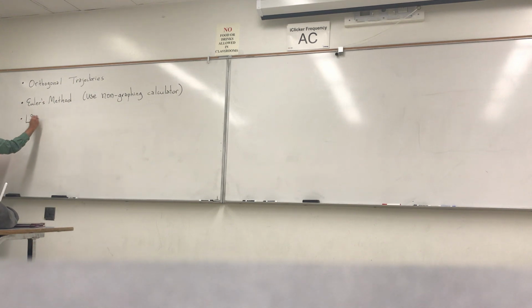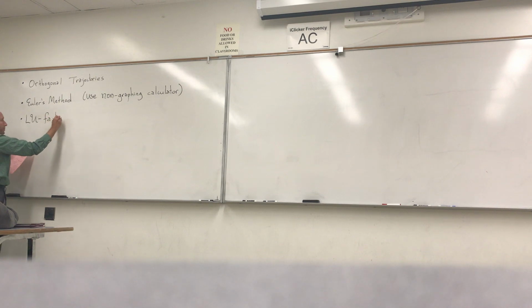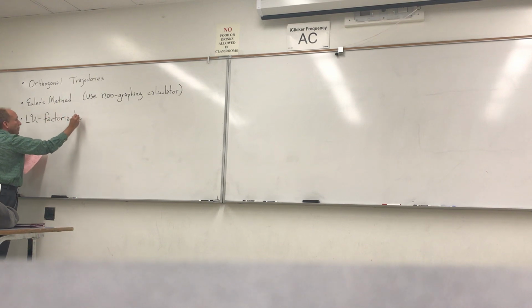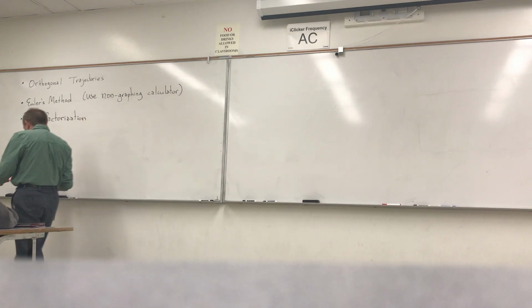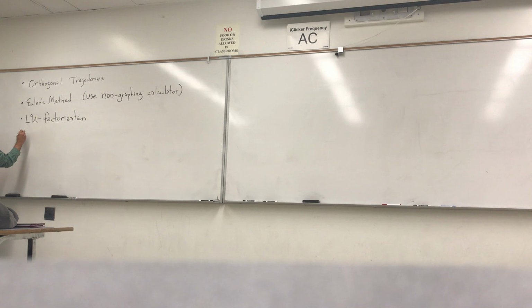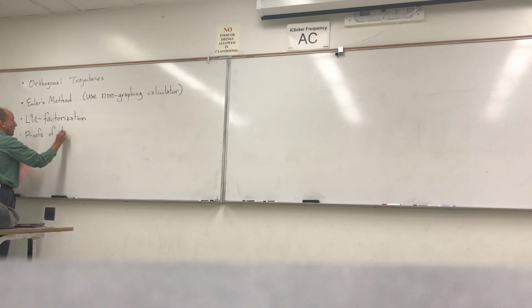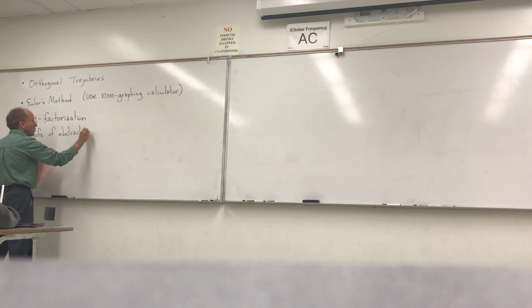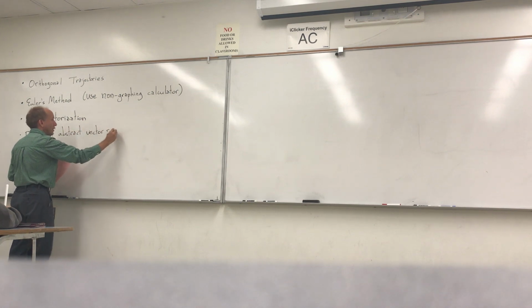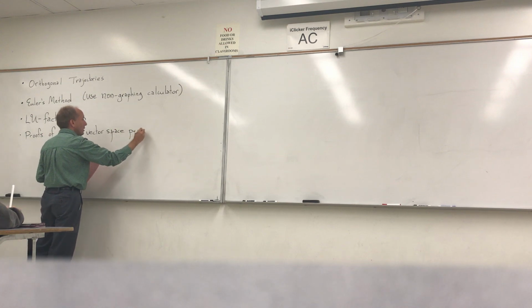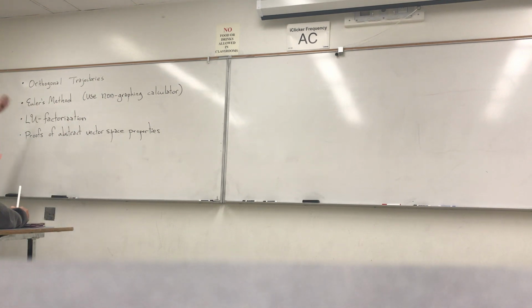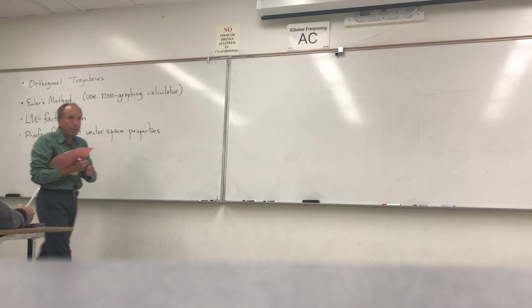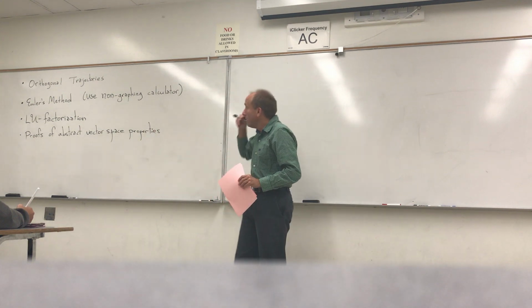Then there's the LU factorization of a matrix, sometimes called LU decomposition. And then finally, the last thing is more of a generic thing, which is proofs of abstract vector space properties. Okay? So these are the topics that we did in Math 207 that we didn't do so much of in my 250B class. So I want to do these first.